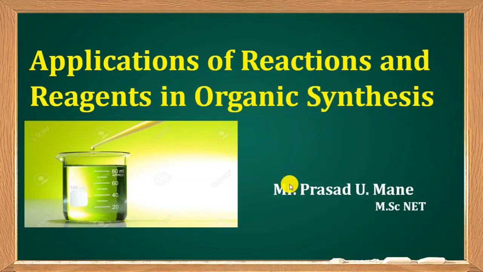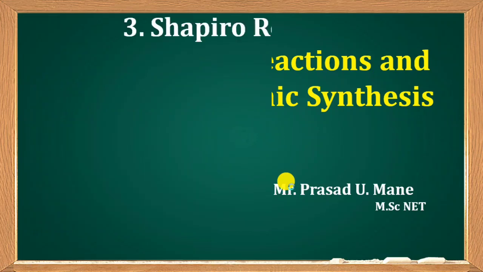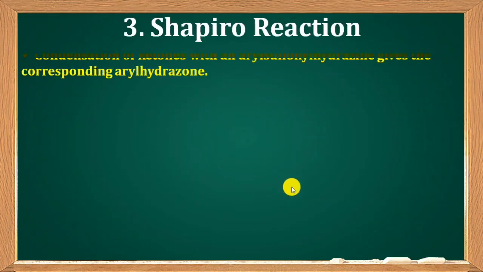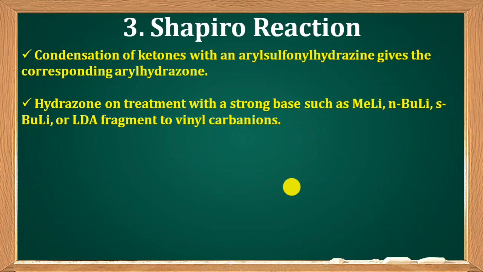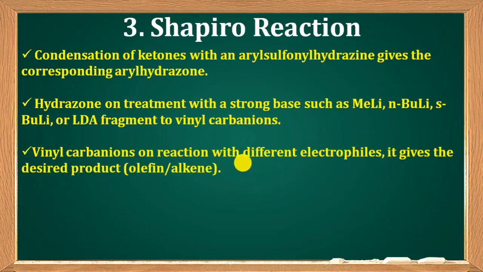Hello friends, today I am going to discuss the Shapiro reaction. It is basically a condensation of ketones with aryl sulfonyl hydrazine, that is tosyl hydrazine, that gives the corresponding tosyl hydrazone. Next, that tosyl hydrazone on treatment with a strong base such as different alkyl lithiums, methyl lithium, butyl lithium, or even with LDA, gives the vinyl carbanions, and that vinyl carbanions on reaction with different electrophiles give the desired product.